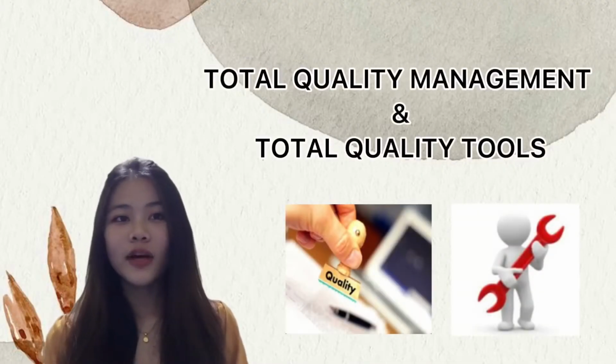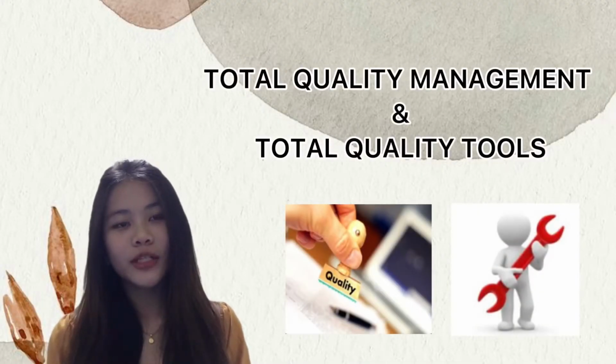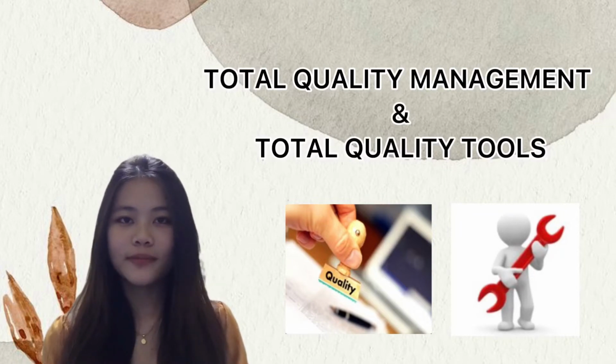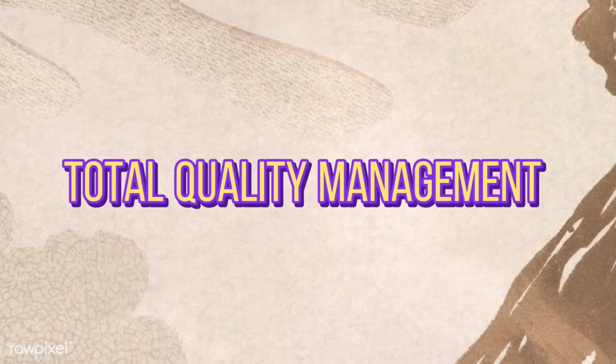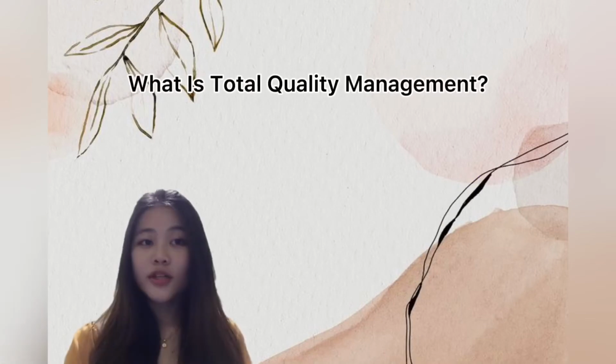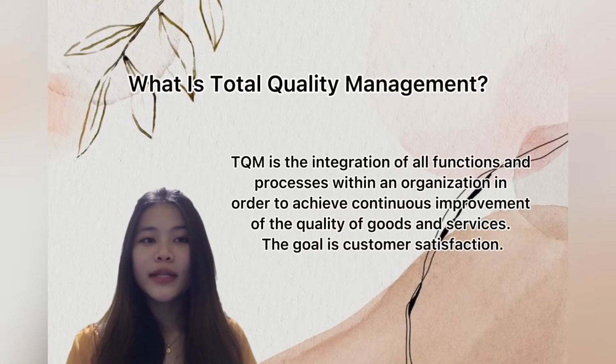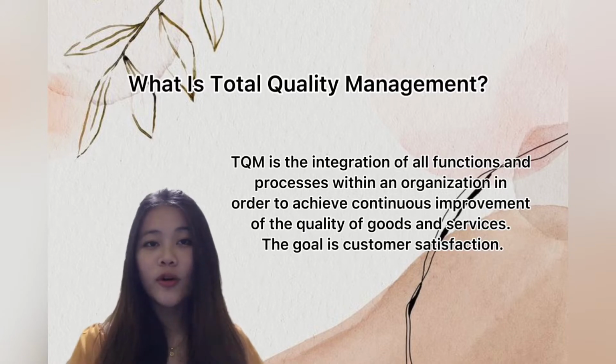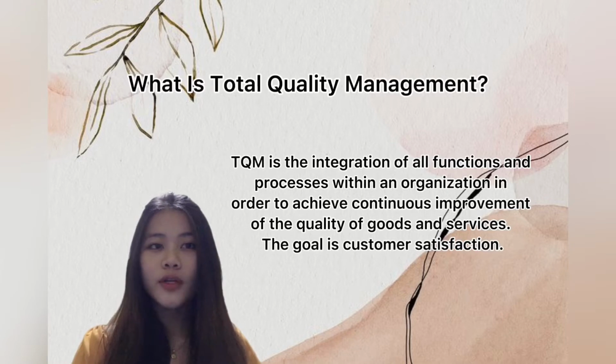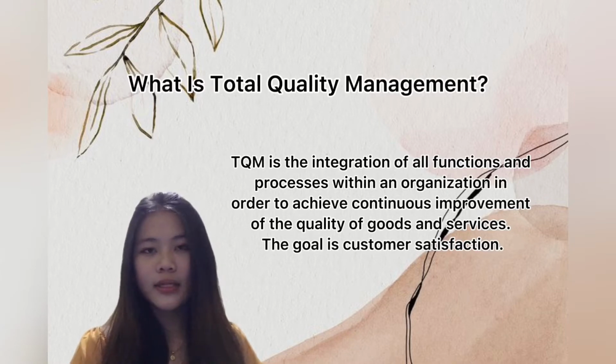And now I'm gonna talk about total quality management and total quality tools. And what is total quality management? Total quality management is the integration of all functions and processes within an organization in order to achieve continuous improvement of the quality of goods and service, and the goal is customer satisfaction.